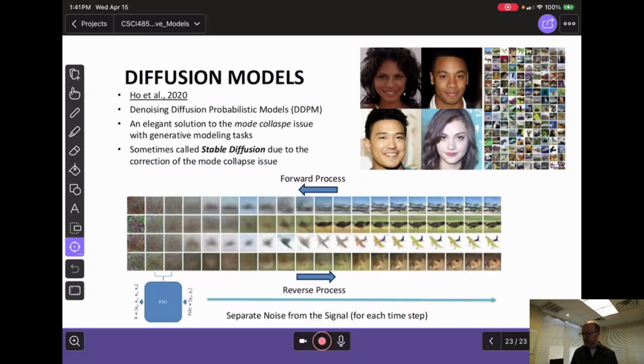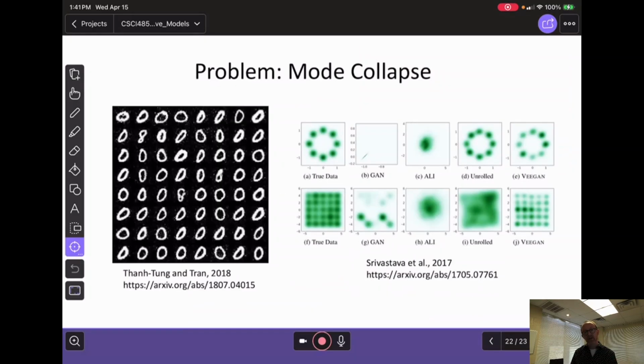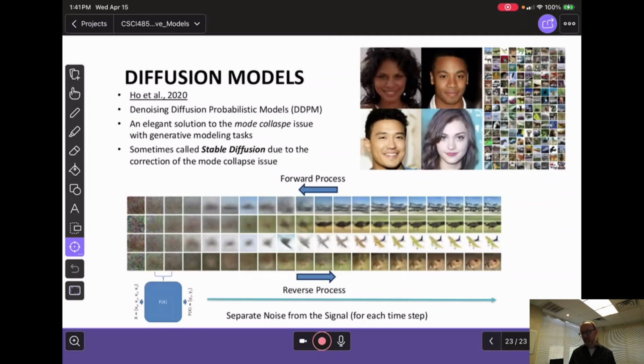You fix the mode collapse problem, right? Because in this case, no matter what you do, the network can't be lazy and just only generate zeros, because you are actually seeing ones during the training process that are being noised up in the forward process, and then you're actually having to clean them up during the reverse process. So the network is forced to deal with the full complexity of the data set.